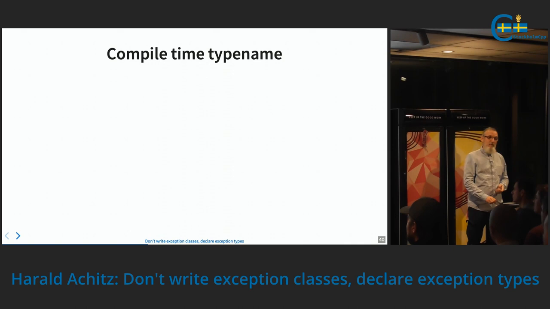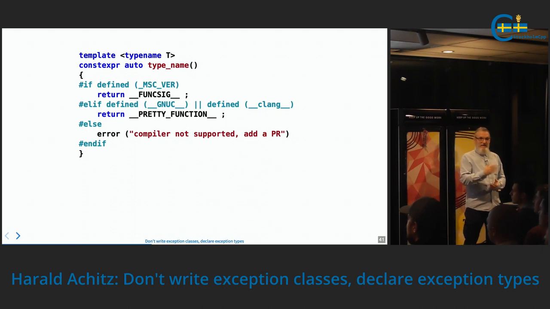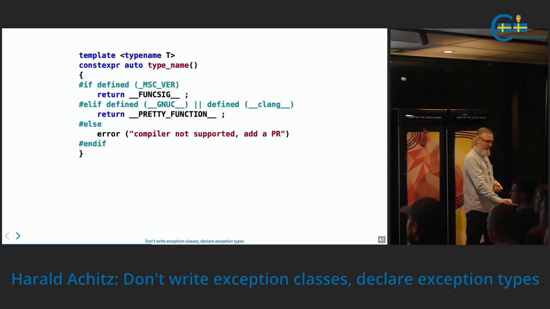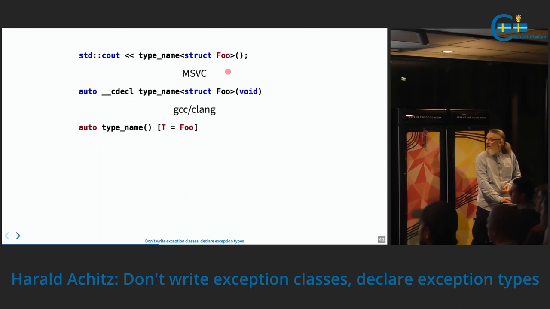So, compile time type name. What do you think this prints? It's a theoretical question, but you might have seen it, right? So if I print this function out, I actually get this one, right? And we have the type name here, and we have the type name here. And it's been there forever.